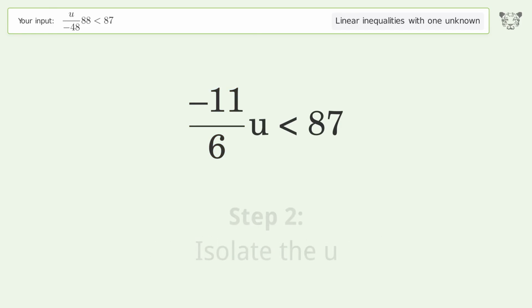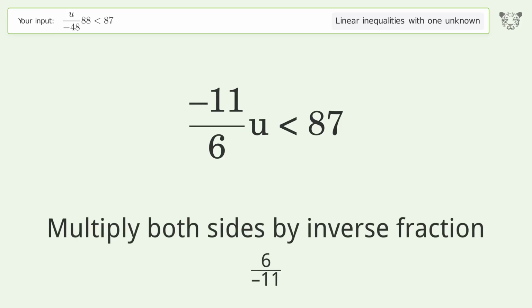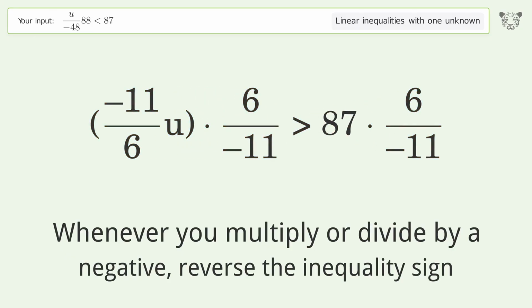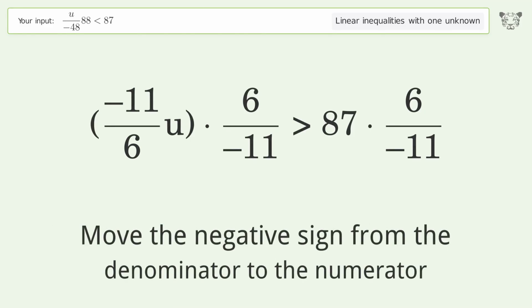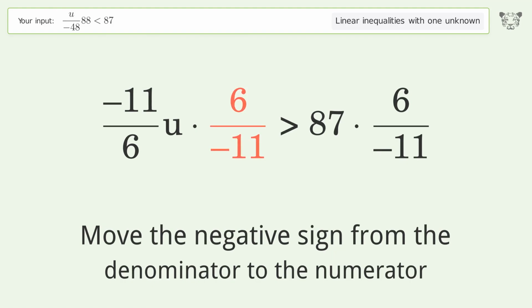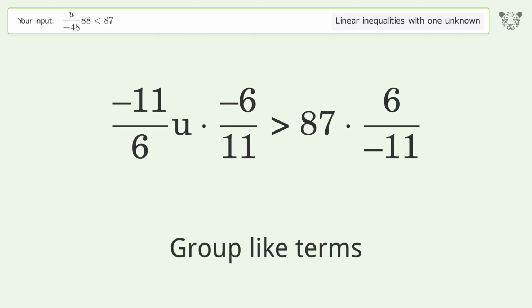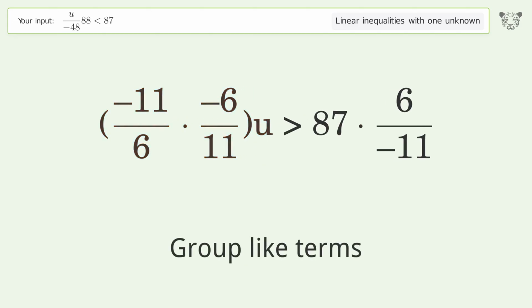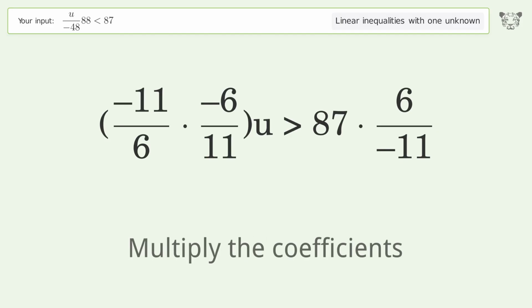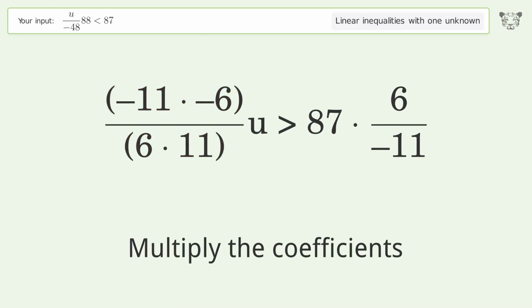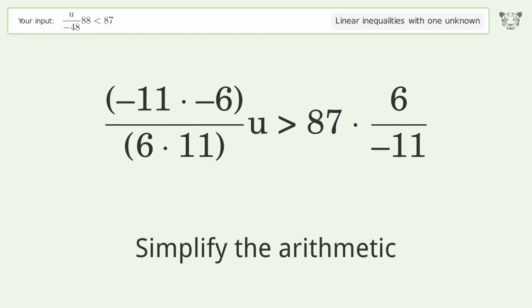Isolate the u. Multiply both sides by inverse fraction 6 over negative 11. Whenever you multiply or divide by a negative, reverse the inequality sign. Move the negative sign from the denominator to the numerator. Group like terms. Multiply the coefficients. Simplify the arithmetic.